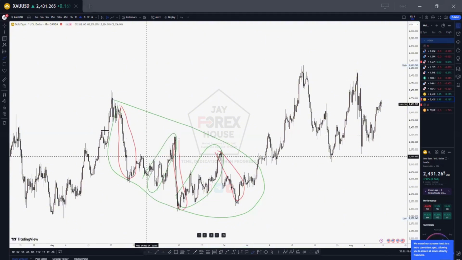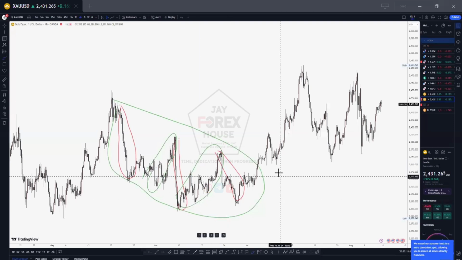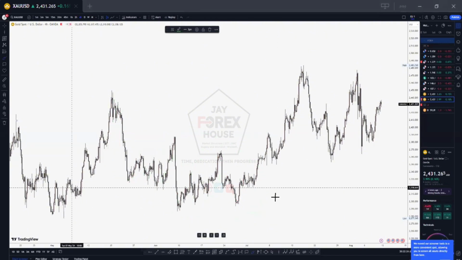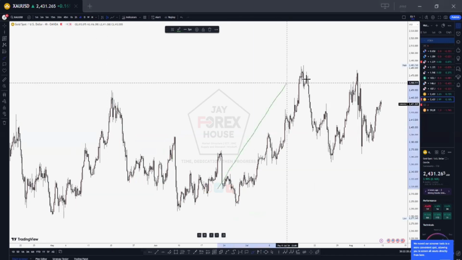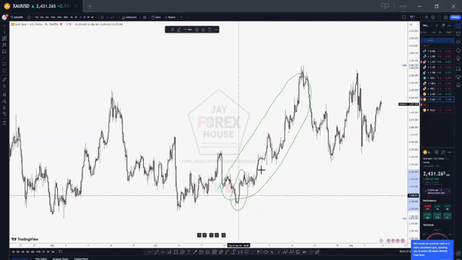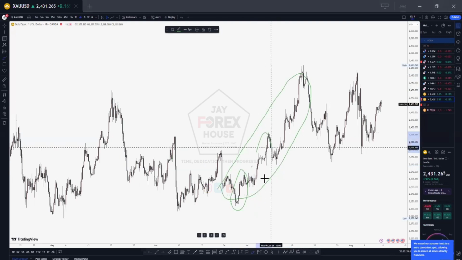So the concept of corrective and impulsive price actions helps you to understand what the trend is doing and what the actual trend is at that particular moment without going to the higher time frame. So when you're looking at this structure here, how do you tell the trend is bullish? As you can see, the impulse of the market was on the bullish side.